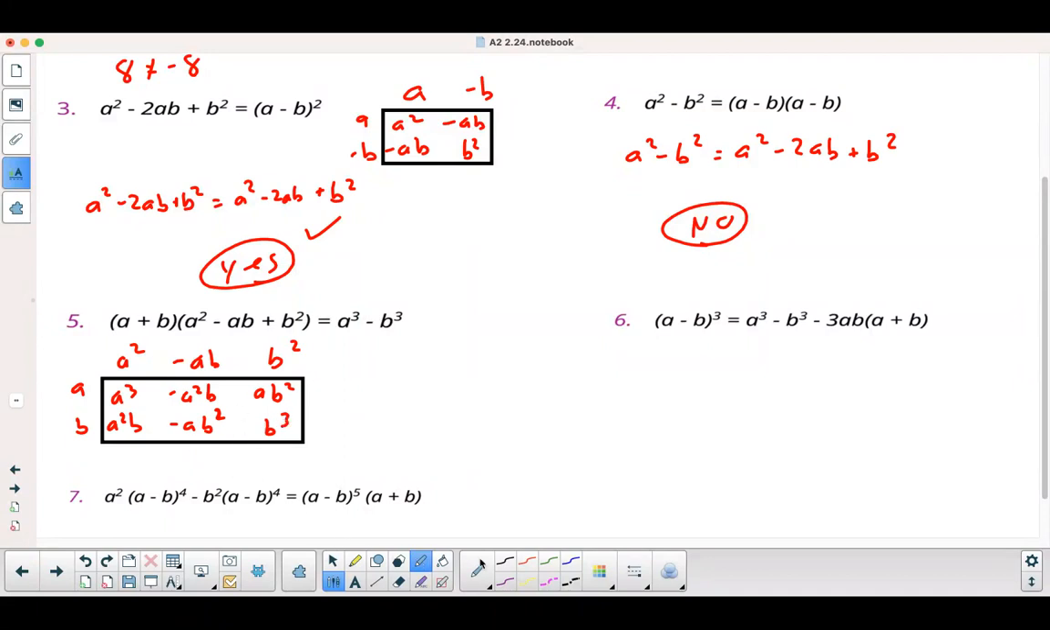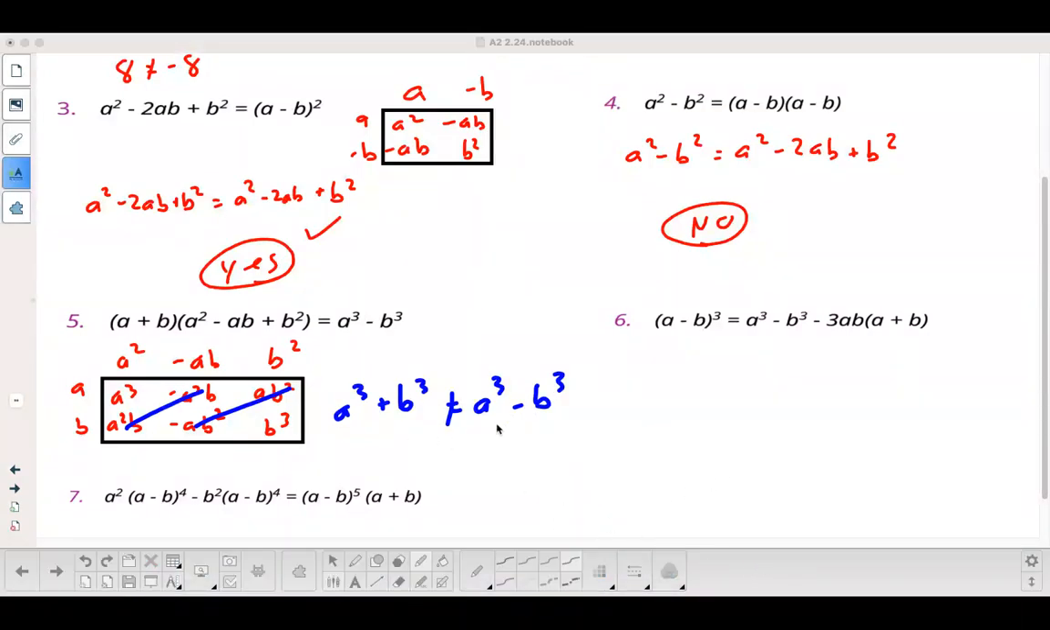So these are gone, and so are these because they add up to 0. So I get A cubed plus B cubed. So that is not going to be equal to A cubed minus B cubed. There might be a few values for A and B where it would work out and be equal, but if I can't algebraically get the two expressions to be equal, then I would say no.